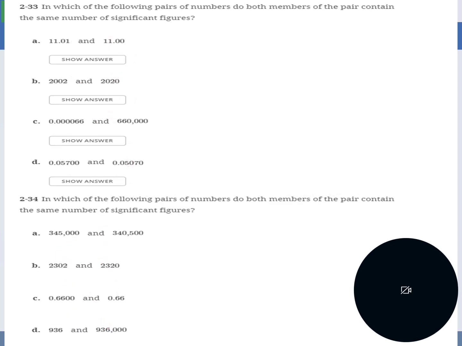A little bit more practice with significant figures. Which of the following pairs of numbers do both members of the pair contain the same number of significant figures? Well, let's just go through each one and see, but I encourage you again always to pause. So this one has 4 significant figures. This one also has 4, so that one is the same. This one, the sandwich zeros count, so there's 4. This one at the end where there's no decimal present, that one only has 3, so not the same.